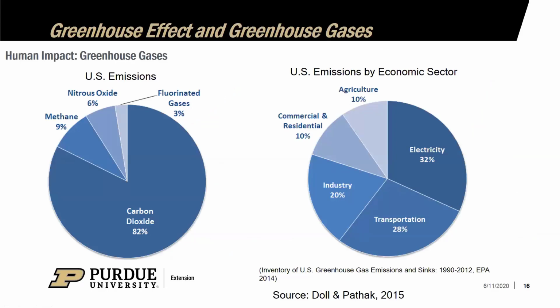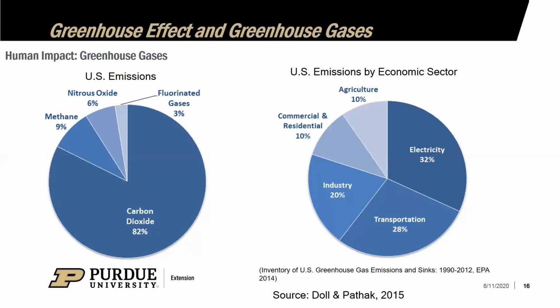I wanted to talk briefly about the breakdown of emissions per industry. You can see U.S. emissions and then U.S. emissions by economic sector. The largest, and I feel like I'm a broken record here, is carbon dioxide at 82%, methane at 9%, nitrous oxide at 6%, and fluorinated gases at 3%.